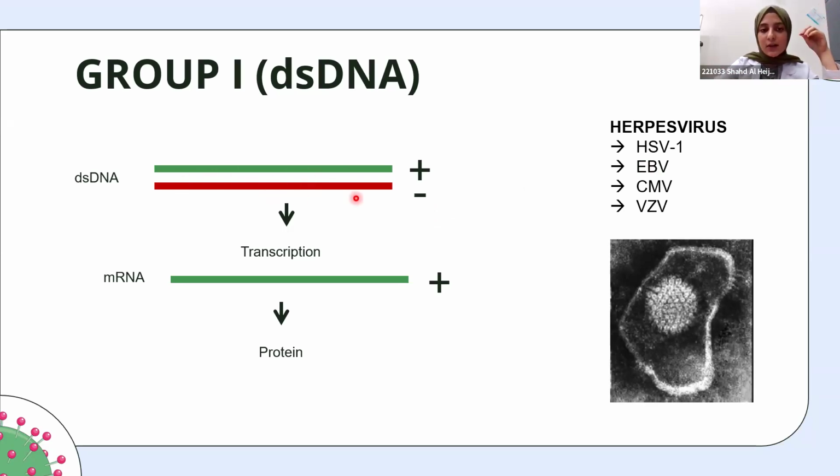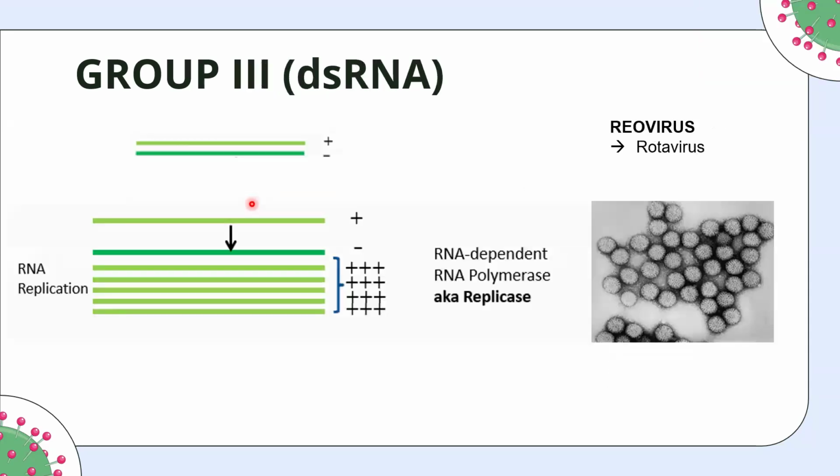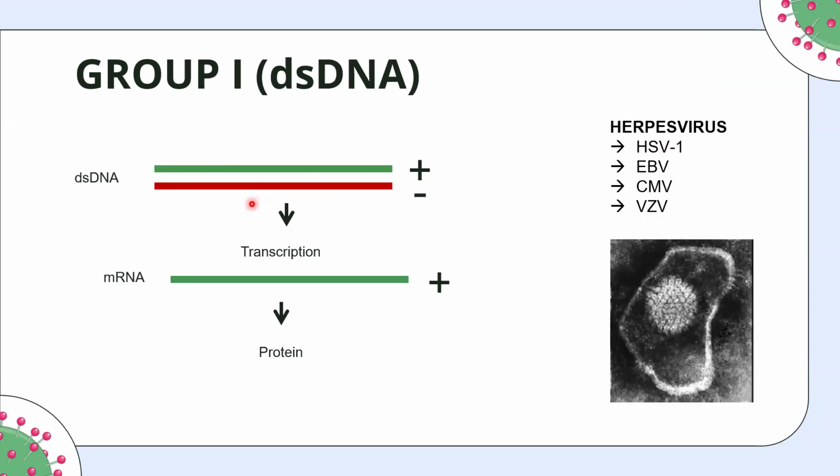So you have the double-stranded DNA. You take the coding strand, you make the mRNA, and then you make the proteins. And then the virus will assemble again and leave the cell. Double-stranded DNA. But for the group 1 double-stranded DNA, you're using the negative strand to make the positive strand so that we can transcribe the protein, right?